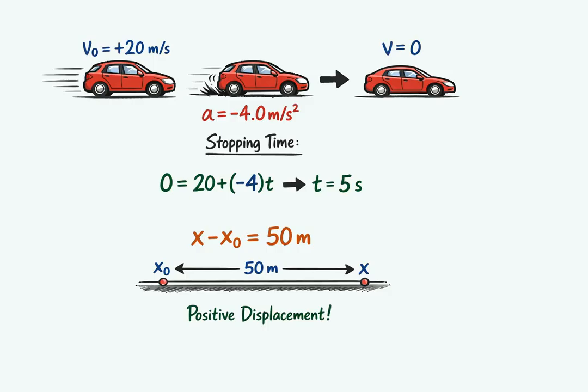For stopping distance, you can use x equals x naught plus v naught t plus 1/2 a t squared now that you have t, but you don't have to. The time-free equation goes straight there. 0 squared equals 20 squared plus 2 times negative 4.0 times (x minus x naught), which implies x minus x naught equals 50 meters. Notice how the algebra forces a positive displacement. That matches the physical story. The car moved to the right while braking, so even though acceleration was negative, displacement remained positive.